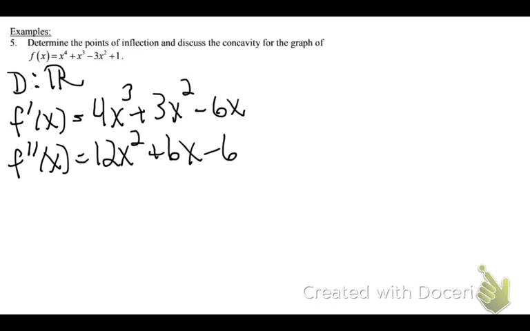So we essentially want to get the critical values for the second derivative. So we want to see where it's undefined and also where it is equal to 0. This is a polynomial function, so it is never undefined. So f double prime is never undefined.